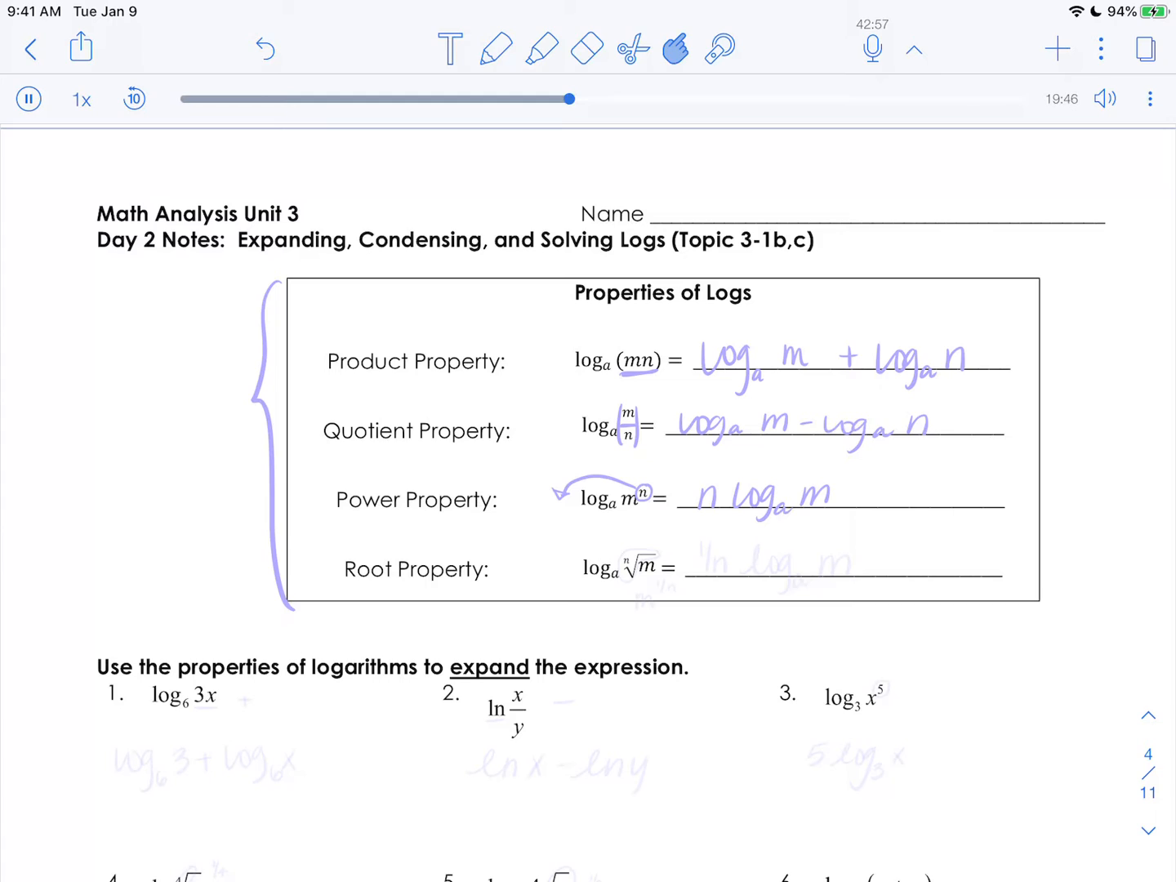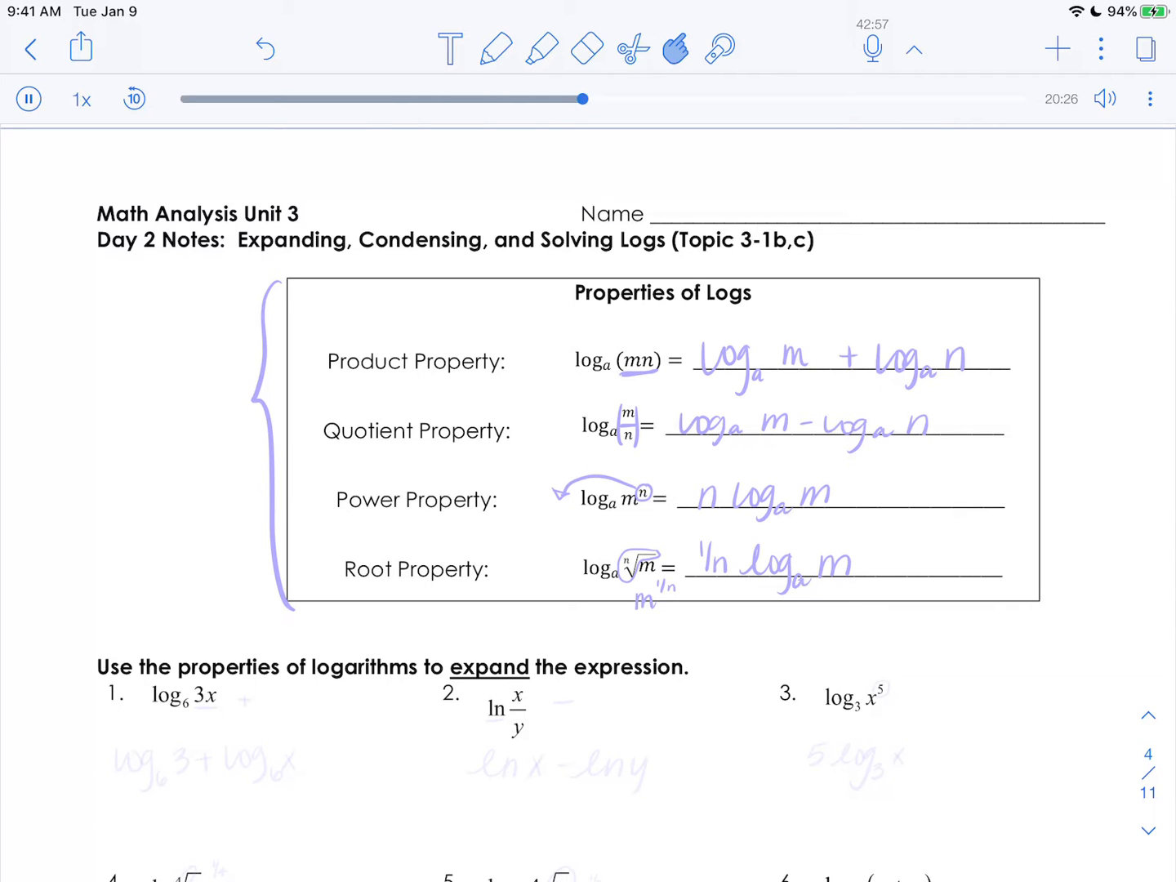And the last one, we kind of touched on this in the last video, it'll make a little more sense now. If you have a root, you can rewrite your root as an exponent. So the way you rewrite this would be m to the 1 over n, and then we just use our power property and bring that 1 over n to the front. So we have 1 over n times log base A of m. Okay, so those are our four main properties that we're going to go through today on how to expand and condense logs, and they're also going to be really helpful when we have to solve logs as well.